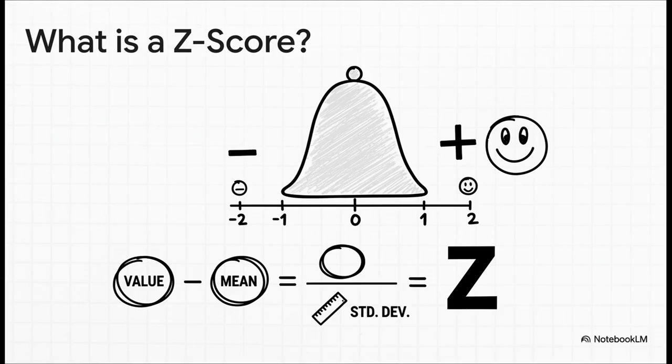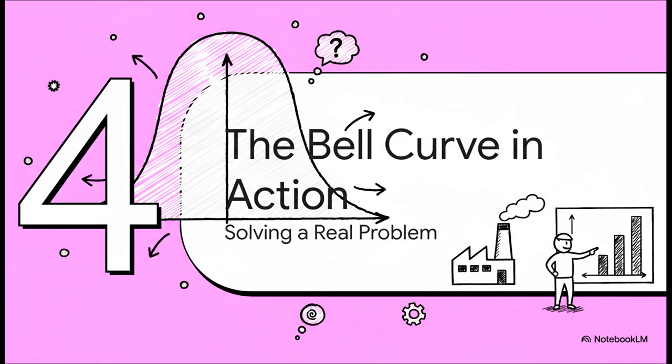So a positive z-score just means your value is above average. A negative one means it's below average. And the formula to figure it out is beautiful. You just take your value, subtract the mean, and divide the whole thing by the standard deviation. That's it. All right, enough theory.